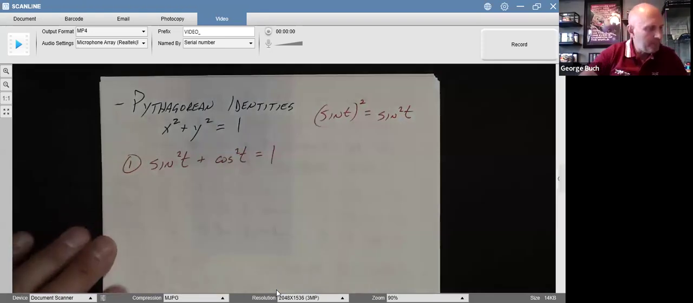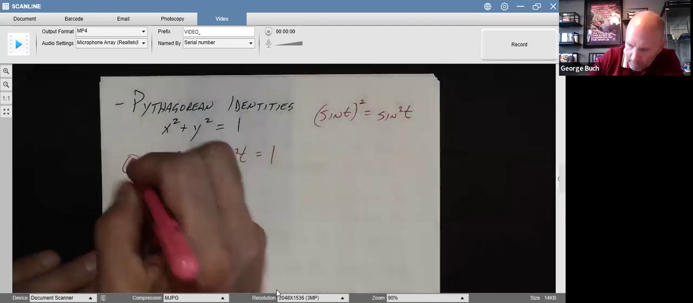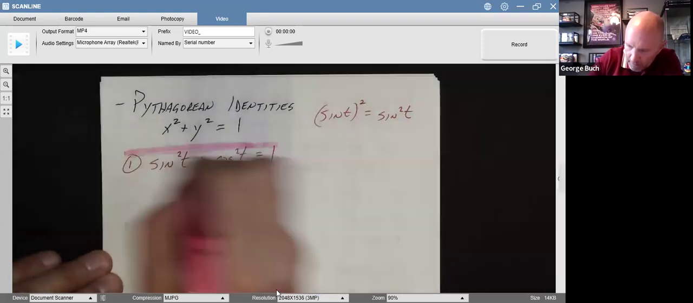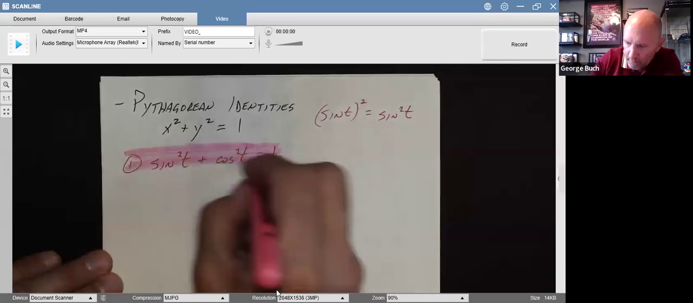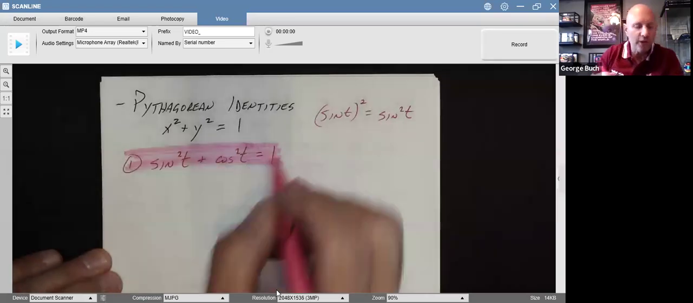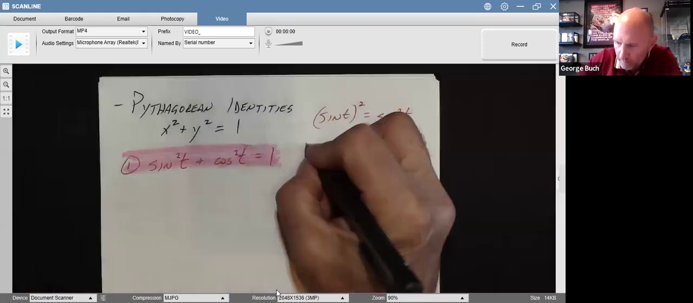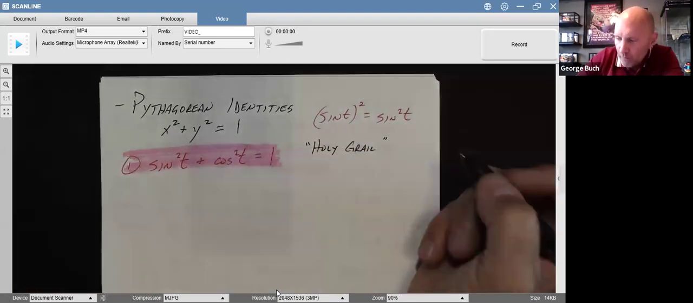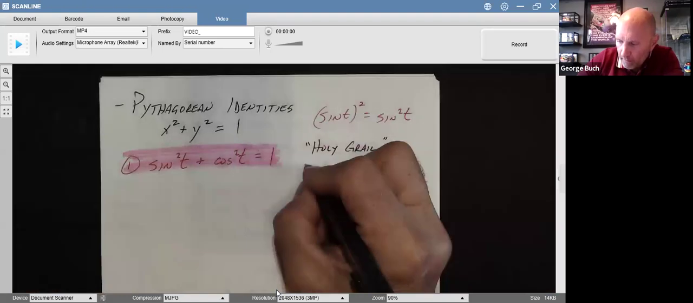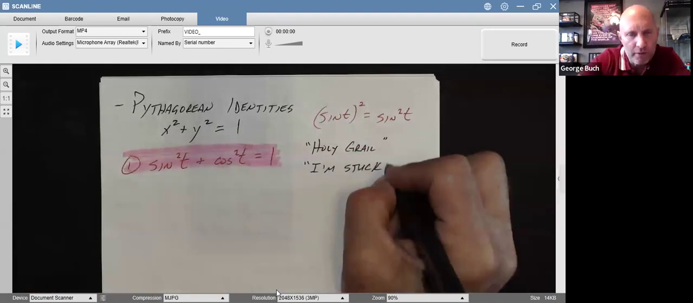This one here, again, let me highlight it. It's not blocking it out, I hope. Yeah, good. So sine squared of t plus cosine squared of t is 1. I call this the holy grail of trigonometry. Also, I'm going to write here, I'm stuck. Why do I write that?